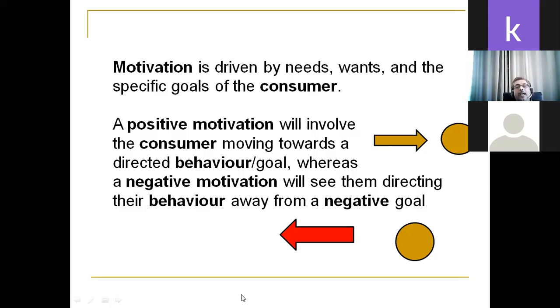So this is known as a positive motivation, and we call it a positive motivation when it involves the consumer moving towards a directed behavior or goal. So all your behavior will be directed towards achieving that particular goal or trying to buy that or get admission, whatever it is. ठीक है, तो positive motivation हो गया, है ना?